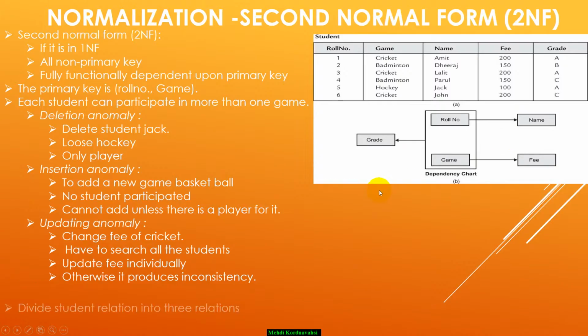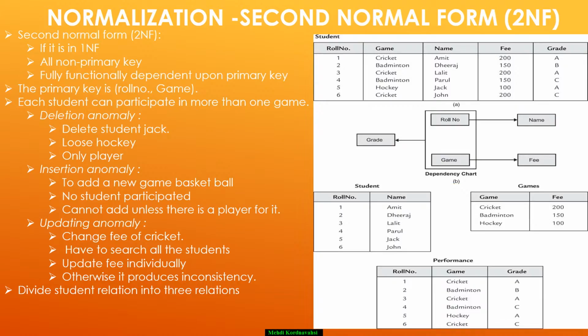So divide the student relation into 3 relations. A student with roll number, game and name. The second is game with the fields game and fee, and performance with 3 fields: roll number, game, and grade. Now, deletion, insertion, and updation operations can be performed without causing inconsistency.